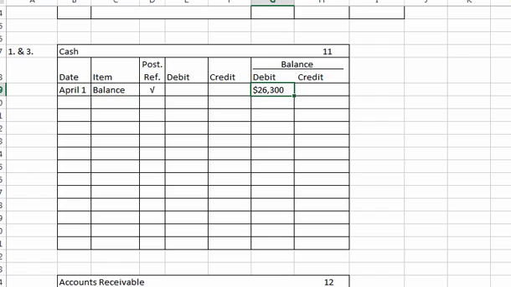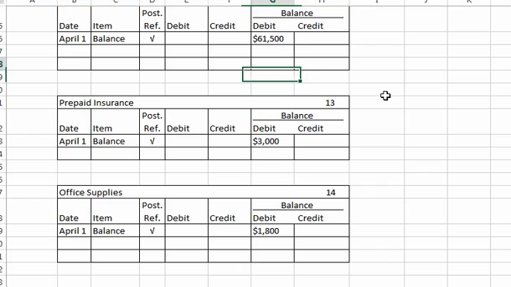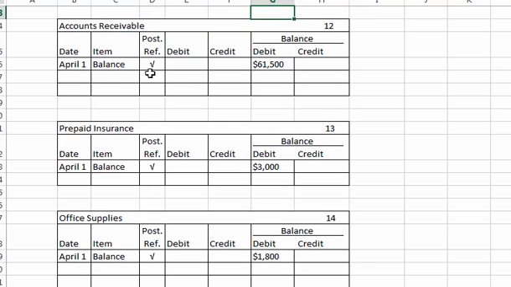And then the beginning balance for cash was a debit of $26,300, and I have that here in the debit column. Let's check all of them to make sure they're correct. We'll do a separate space for each account. The next one would be accounts receivable. Okay, it's April 1st, balance, check mark, 61,500 in the debit balance column. These first two columns are for numbers or amounts that we'll bring over from the journal. So that one's good. Prepaid insurance, a beginning debit balance on April 1st of $3,000.